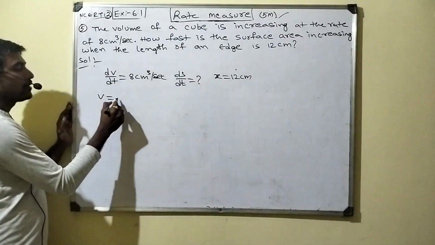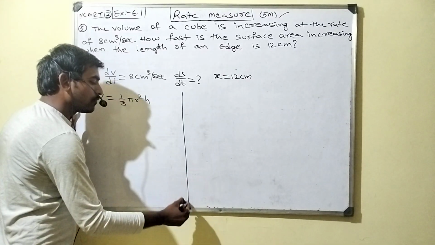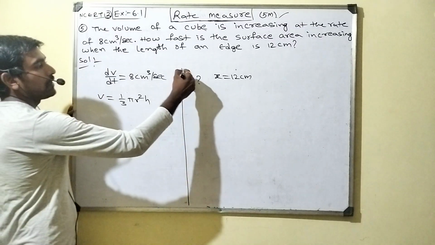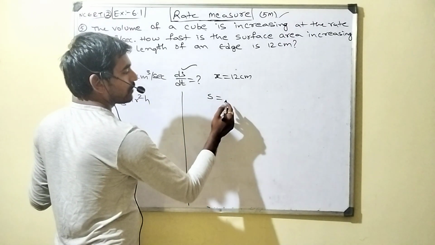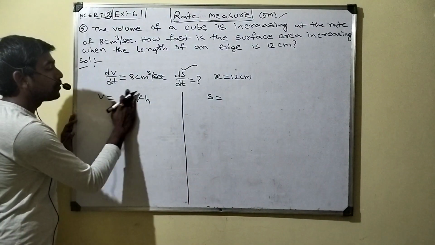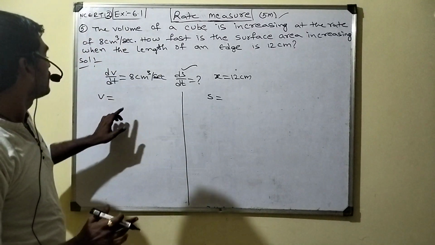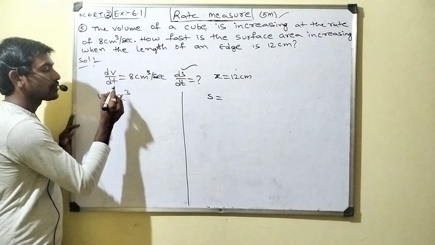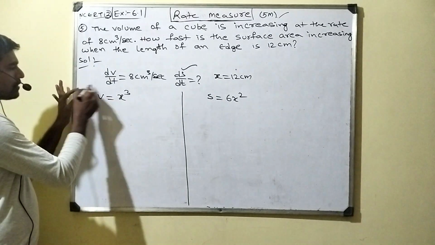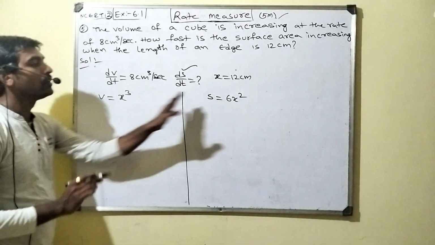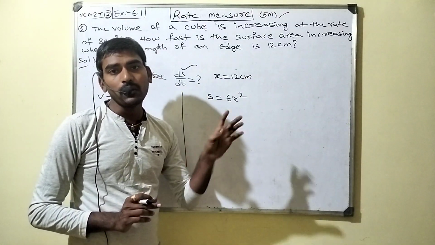What is the volume of the cone formula? 1 by 3 pi r square h. Sorry, it is a cube, I am talking about the cube, I forgot. What is the volume of the cube? x cube. And what is the surface area? 6x square. Better write the sentences: let V be the volume of the cube, let S be the surface area of the cube at time t.